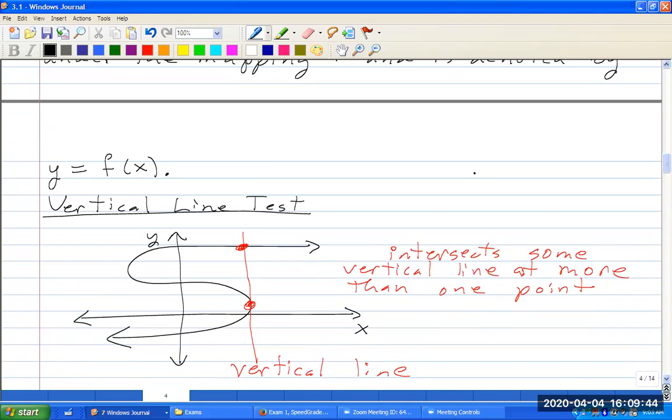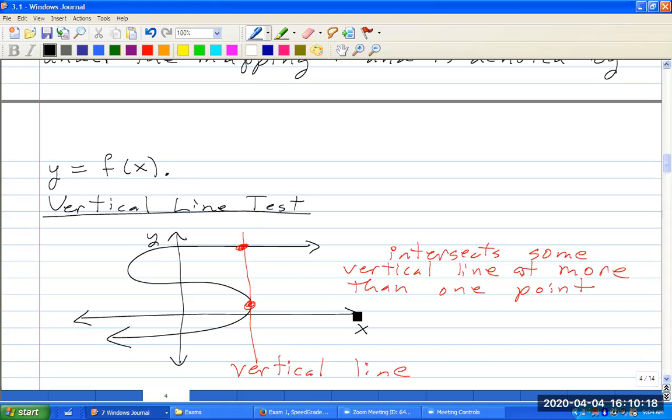Let's look at this visually. And so there's another way to visualize the idea of a function. So we have what's called the vertical line test. So suppose I have some curve in the plane, and suppose that I have this relative to some coordinate system.